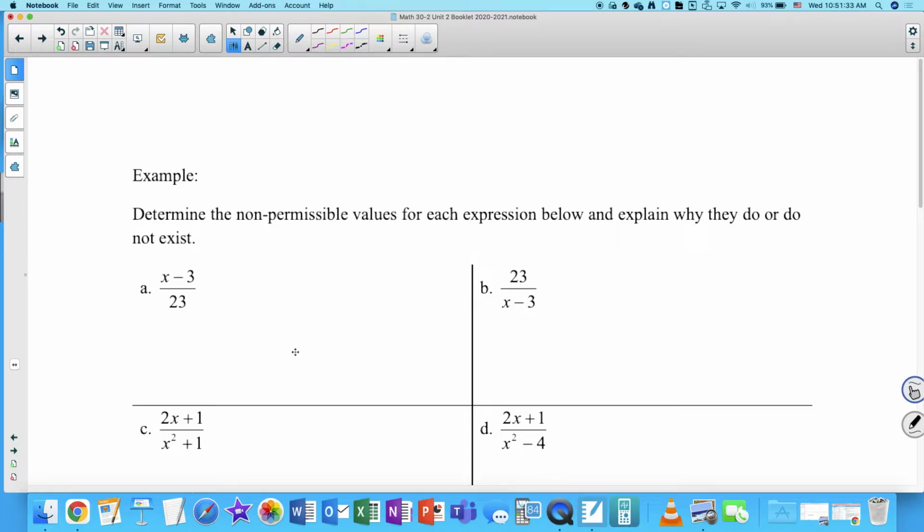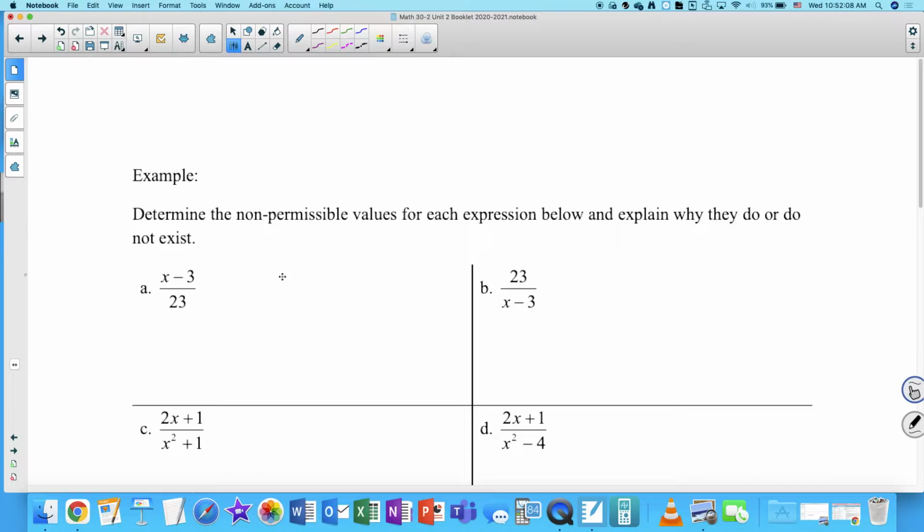It's kind of a trick question. Well, we have x minus 3 over 23. What value of x makes 23 equal to 0? If x is 3, we'd have 3 minus 3 is 0 over 23. Is that defined? 0 divided by 23 is 0. Take nothing, divide it into 23 parts, you still have nothing. Okay?